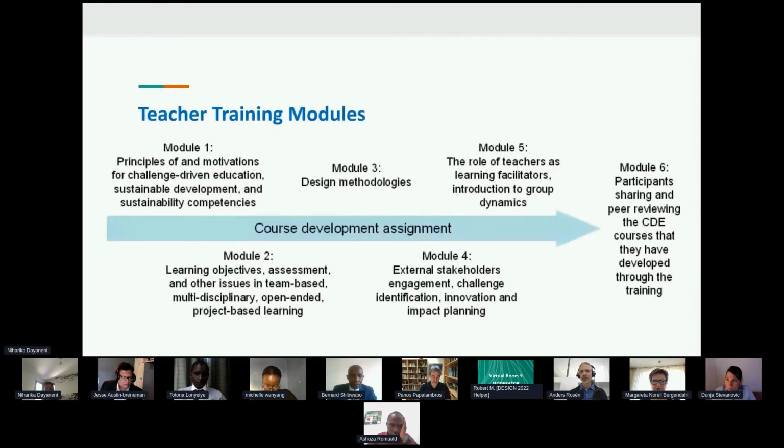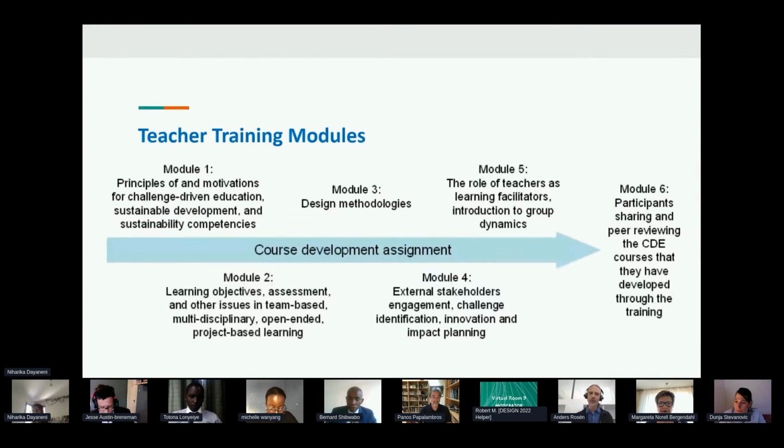Module 2 considers the actual building of the learning approach and the learning opportunity. For example, how to formulate learning objectives, and assessment of students working in teams in open-ended projects. That's an issue, and there are other issues in this kind of team-based, multidisciplinary, project-based learning.